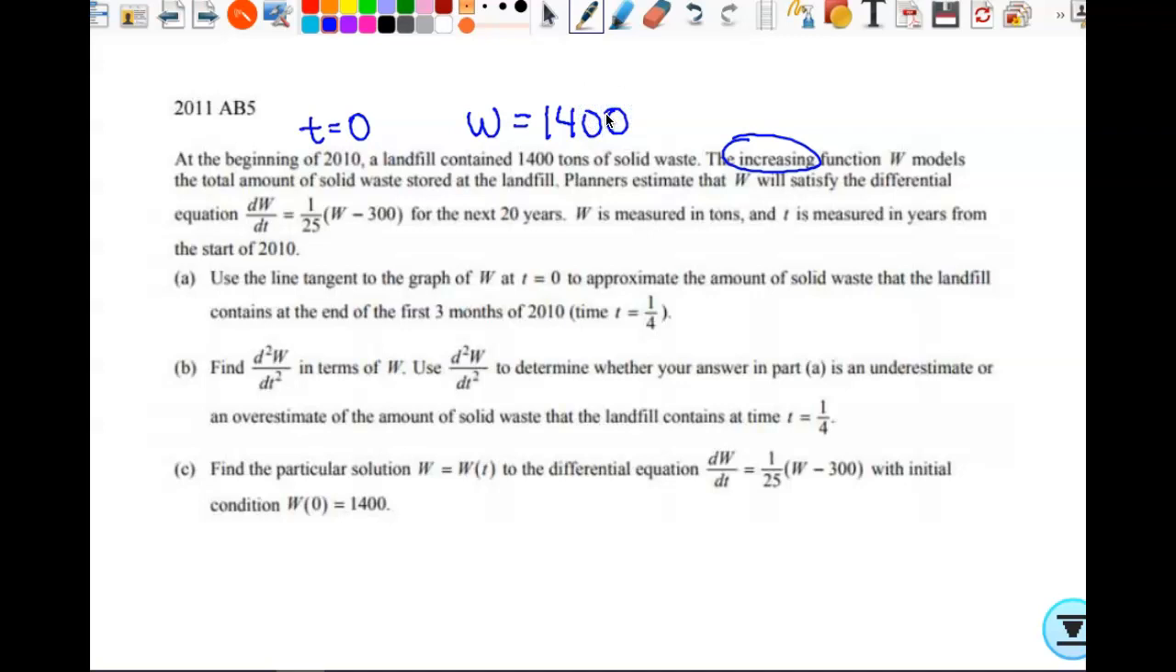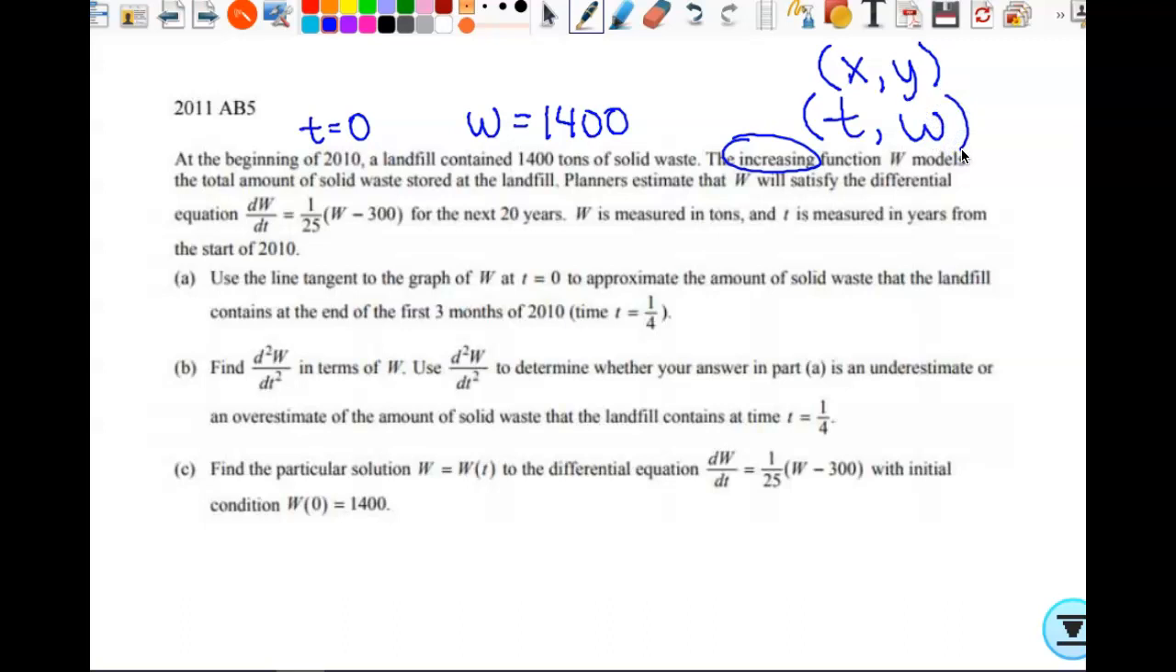A lot of times, we've been doing differential equation questions without context, just some generic function x, y. So here we have context. What's our independent variable in this context? T. And what is our dependent variable? W.